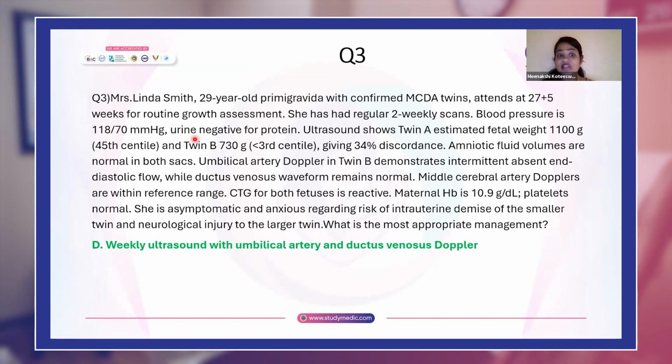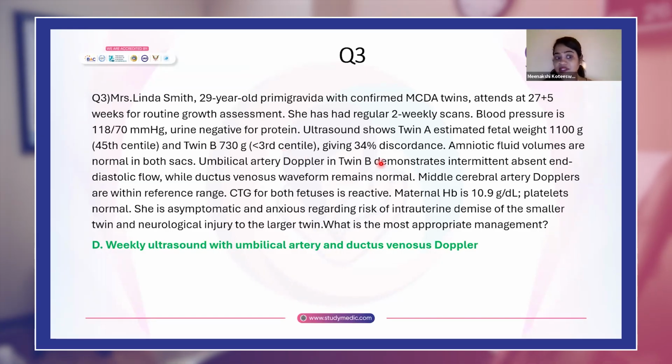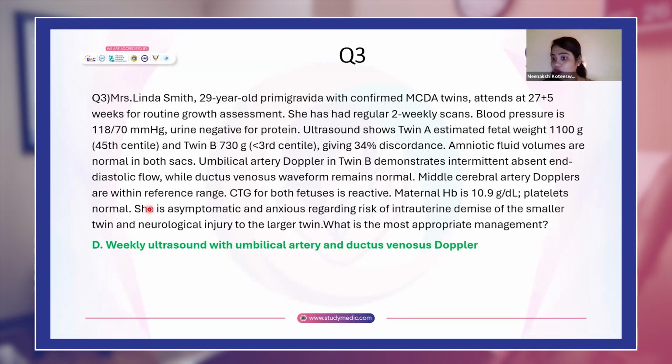Blood pressure is normal. Urine is negative for protein. Ultrasound shows the first twin is weighing about 1.1 kgs, which is at the 45th centile, and the second twin is at 730 grams, which is less than the 3rd centile. That is about 34% discordance. Fluids are normal in both sacs. Umbilical artery Doppler in twin B is showing an intermittent absent end-diastolic flow, but the ductus venosus is normal.